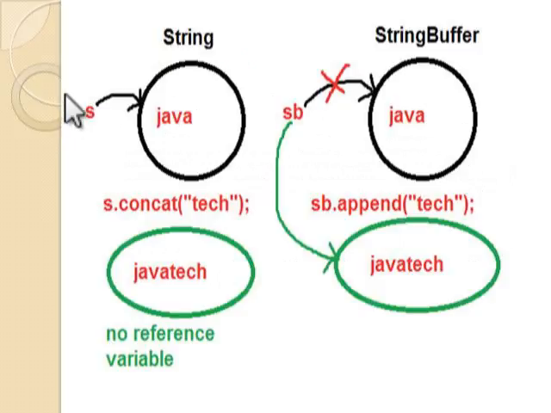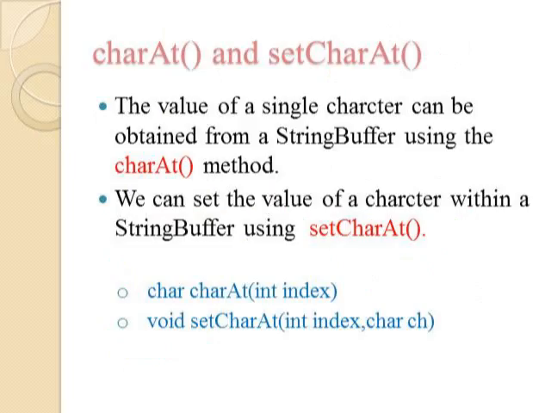Let's see. S is the object of string, SB is the object of string buffer. In a string buffer object, changes are possible. In a string object, changes are not possible. Let's see some methods of string buffer. setCharAt is a method of string buffer. We can set the value at a particular position using setCharAt.